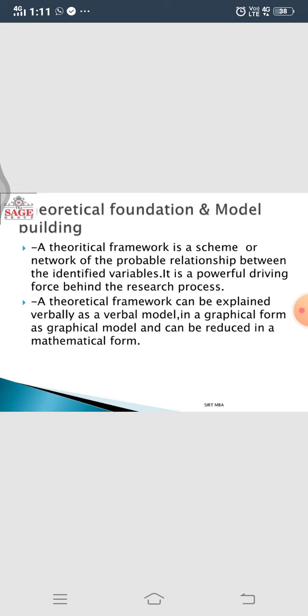For example, if we say that increasing salary of employees increases the happiness index of employees, this is a probable relation between increase in salary and increase in happiness index, which after doing research work, we might agree with or we might disagree with. So a theoretical framework requires that we identify an area in which we have to do research.